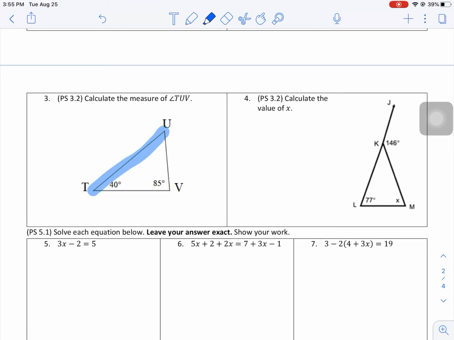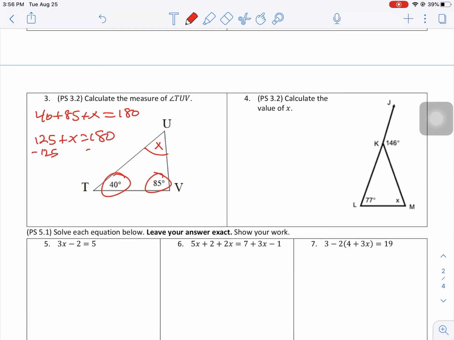Calculate the measure of TUV. So this angle out here. So they want this angle here. Okay? So with that said, this is the triangle sum. We know that this angle plus this missing angle equals 180. So 40 plus 85 plus X equals 180, which is just 125 plus X equals 180. And subtract the 125 off both sides. And we get X equals, that looks like 55.